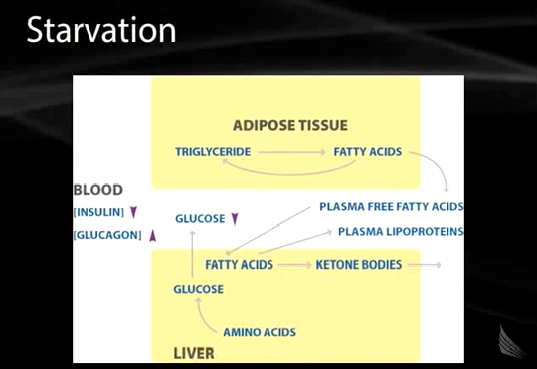This is basically schematized here. The fatty acids are broken down to free plasma fatty acids. That goes to plasma lipoproteins to provide the fatty acids for other tissues. It also forms ketone bodies for the brain. And then amino acids from the peripheral tissues go to the liver, and glucose is formed from those by gluconeogenesis. And that helps to maintain blood glucose over the long haul.